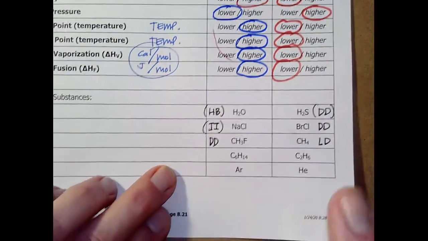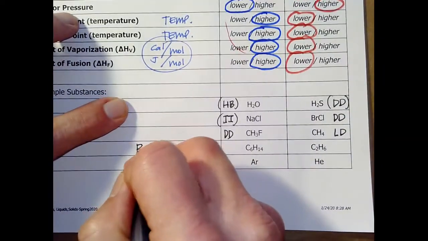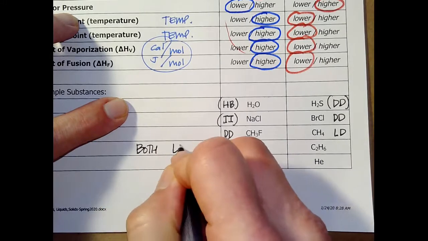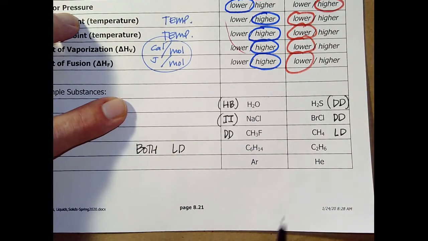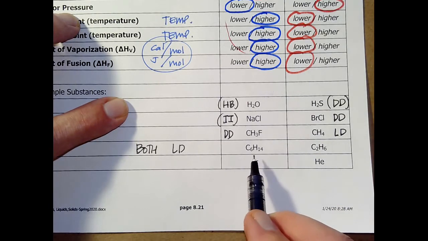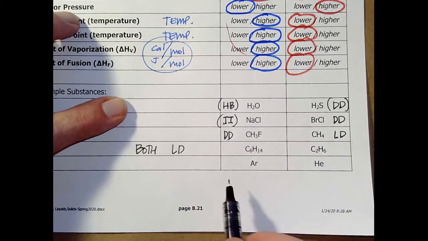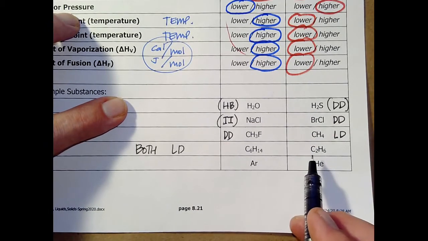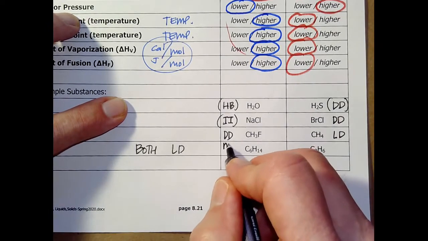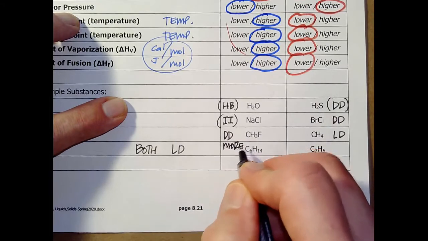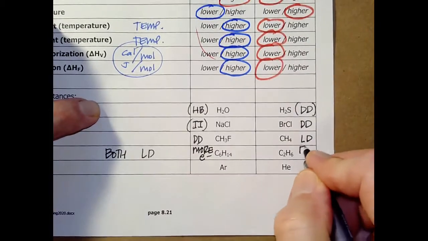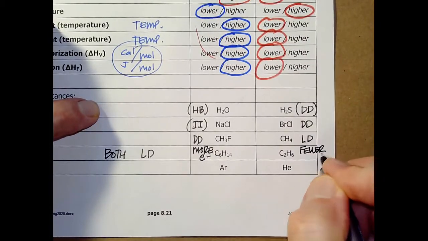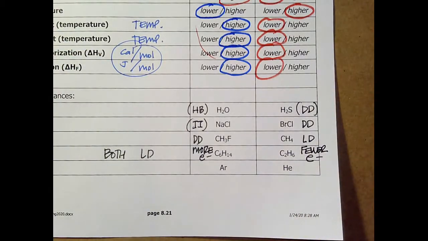Now wait a minute. Here, both London dispersion. No ions, no hydrogen bonding, no polar molecules. We've said, chapter 4, hydrocarbons are nonpolar. So you're like, well, wait a minute. How do I sort those out? Oh, more electrons, fewer electrons. And that's often the way London dispersion works.